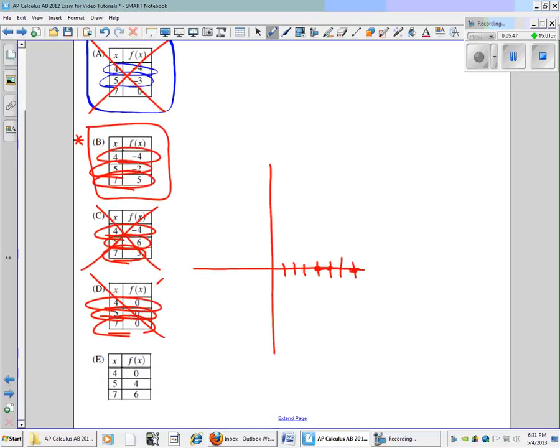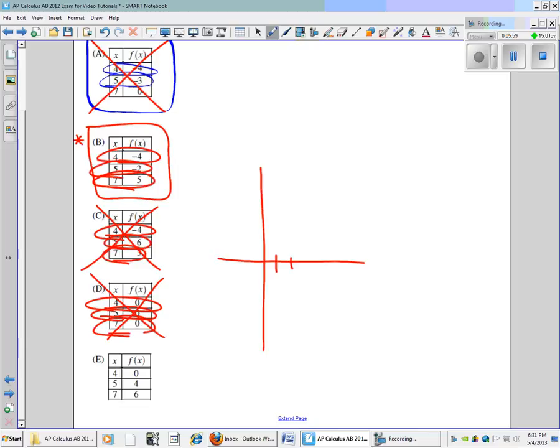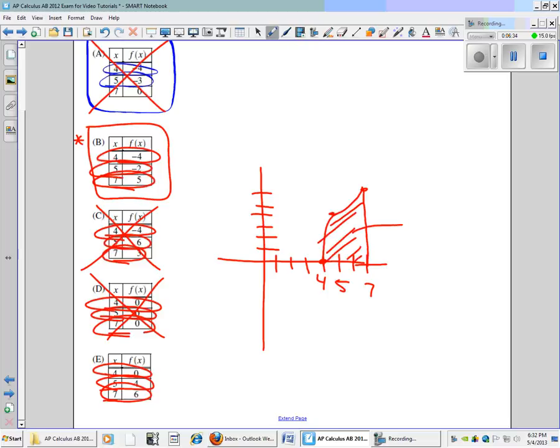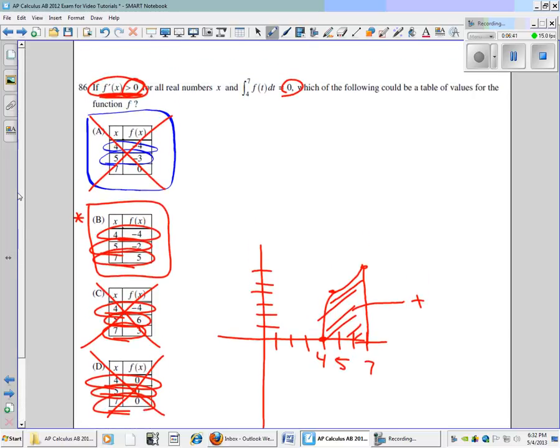Let's look at E. We have 4, 0. We have 5, 4. And we have 7, 6. And again, I'm looking at that first restriction. That could work. But when I look at the area, I notice everything's above the axis, and therefore that area would be positive, and not 0. It's not possible for it to be 0. So it does not meet that second restriction or requirement. And so E is out.